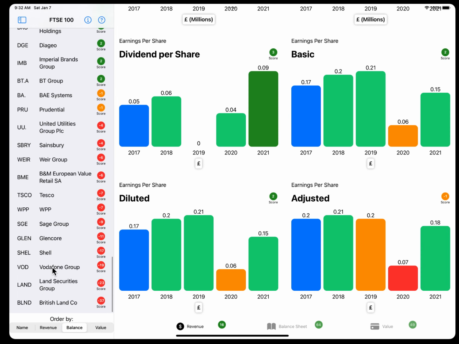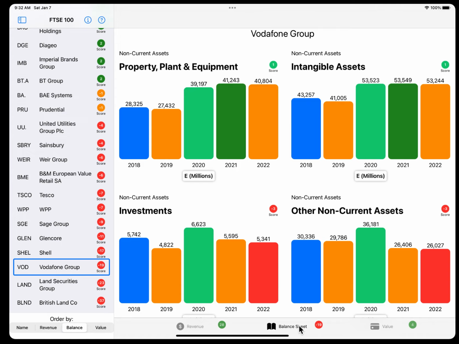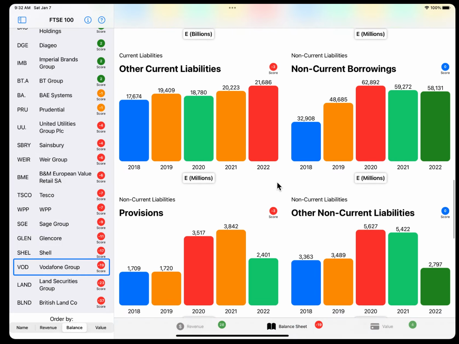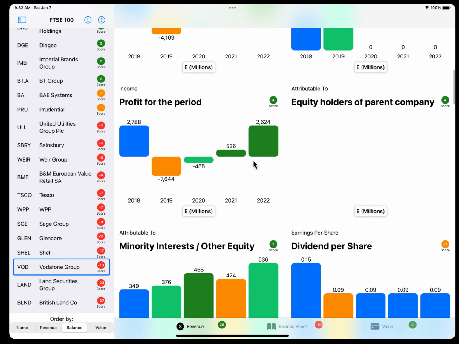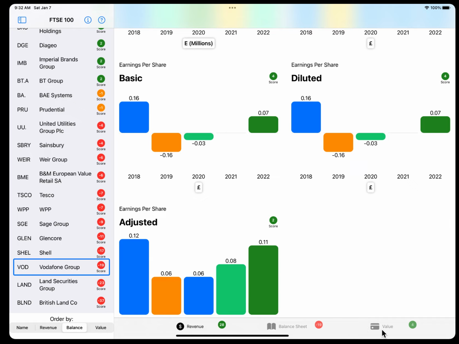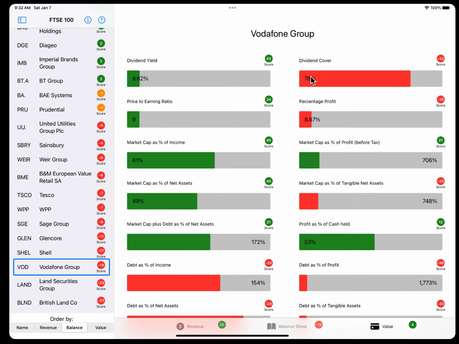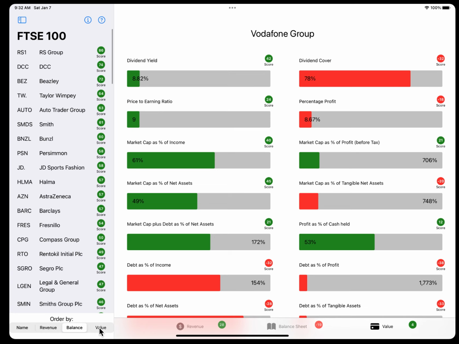So if we look at somebody who's got a bad balance sheet, not such a good balance sheet, we go to the balance sheet tab. Again, see Vodafone Group, lots of orange, lots of red, not looking so good. But for revenue, yeah, not so bad. So it depends how we look at these things, whether we're interested in the revenue, the balance sheet, or the value. And in this case, the value is not too bad. Bit of green, bit of red. So that's the ordering by balance sheet, but we can also order the list by value.